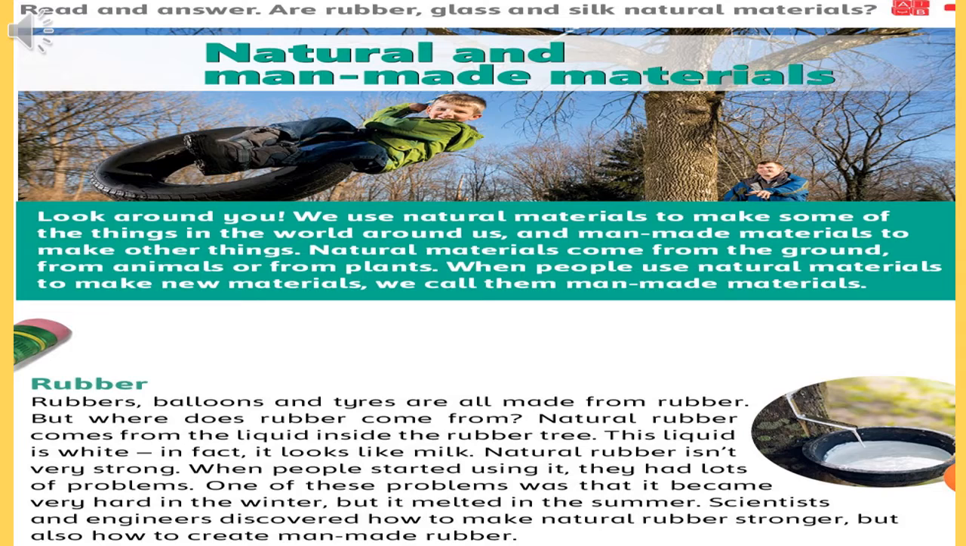Rubber. Rubbers, balloons and tires are all made from rubber. But where does rubber come from? Natural rubber comes from the liquid inside the rubber tree. This liquid is white. In fact, it looks like milk. Natural rubber isn't very strong. When people started using it, they had lots of problems. One of these problems was that it became very hard in the winter, but it melted in the summer. Scientists and engineers discovered how to make natural rubber stronger, but also how to create man-made rubber.